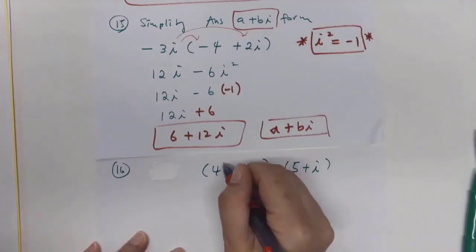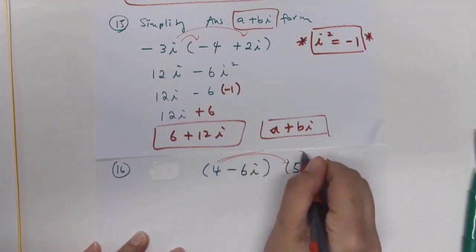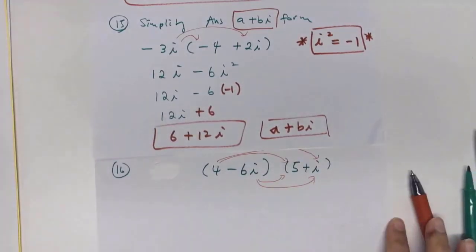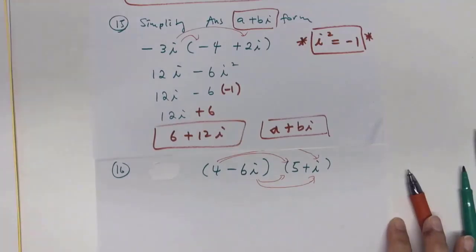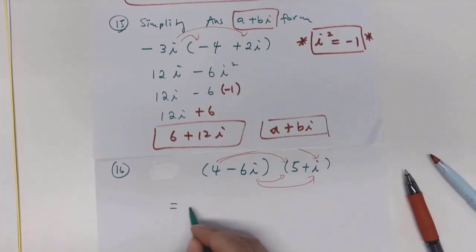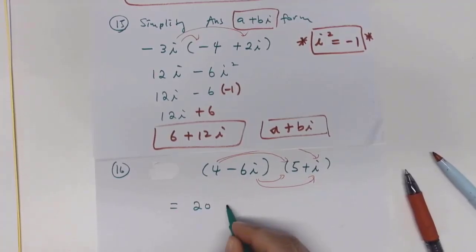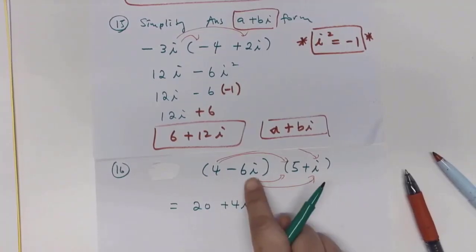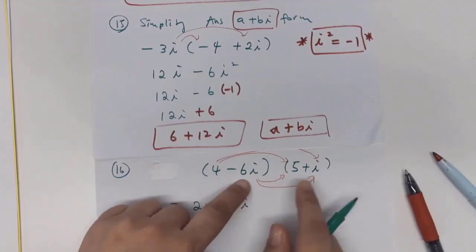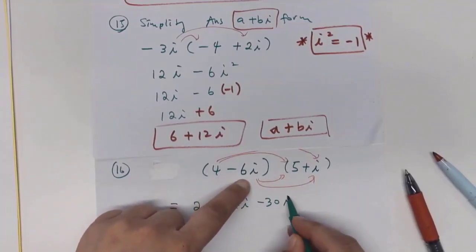Okay. So this times this times that, this times this times that. First number is what? 20. Second number? Plus 4i. Aiden, what's the third one? Negative 30. Negative 30i, and then these two?